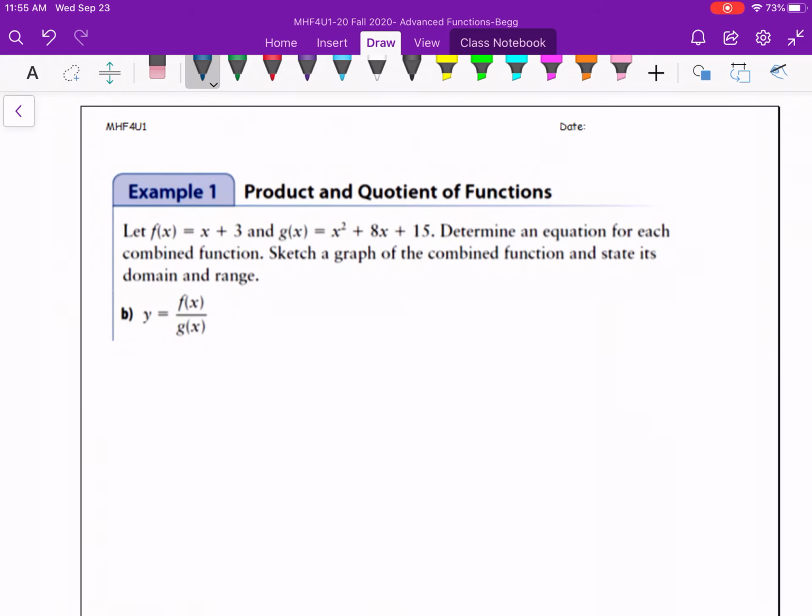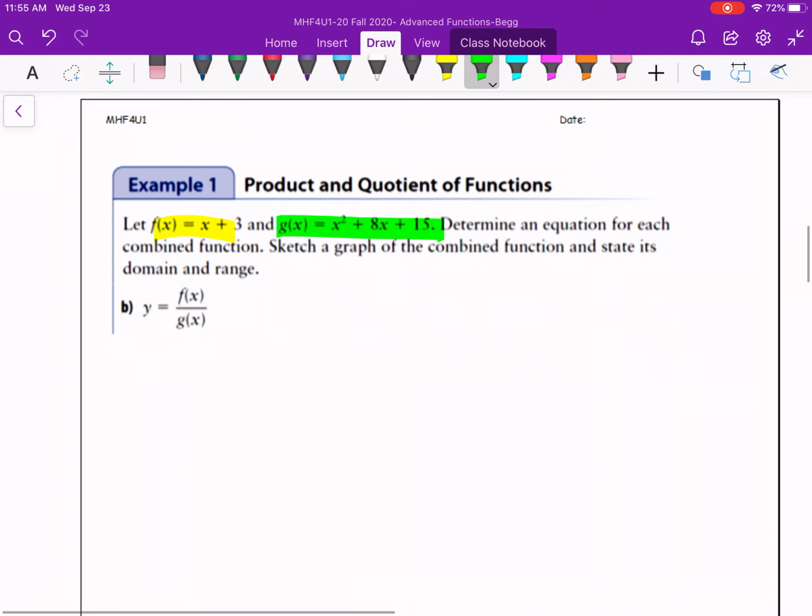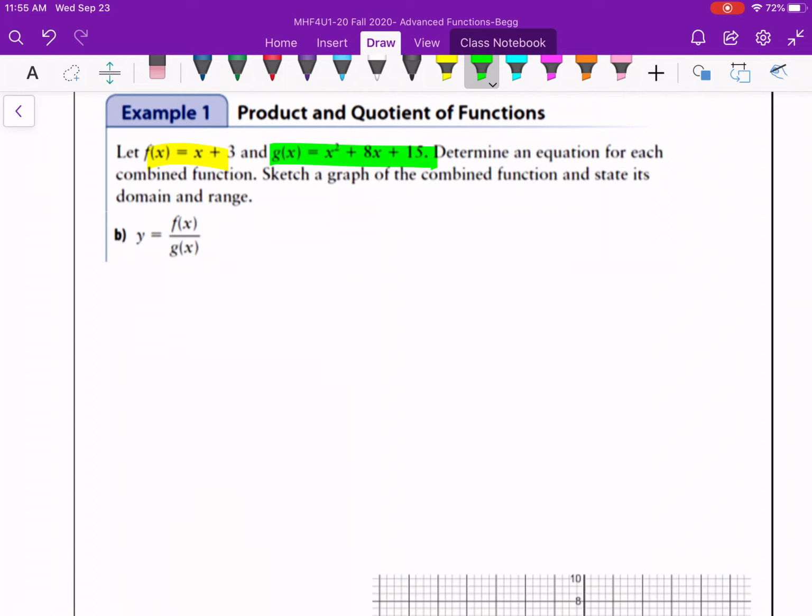Product and quotient of functions. Again, we're going to take the same functions, same f of x, same g of x, but this time we're going to divide f of x by g of x, and then we're going to sketch that. So this will look familiar as well, because we've already done stuff like this. (x + 3) over (x squared + 8x + 15). It simply gives us a rational function when we put these together. And we know all about rational functions.